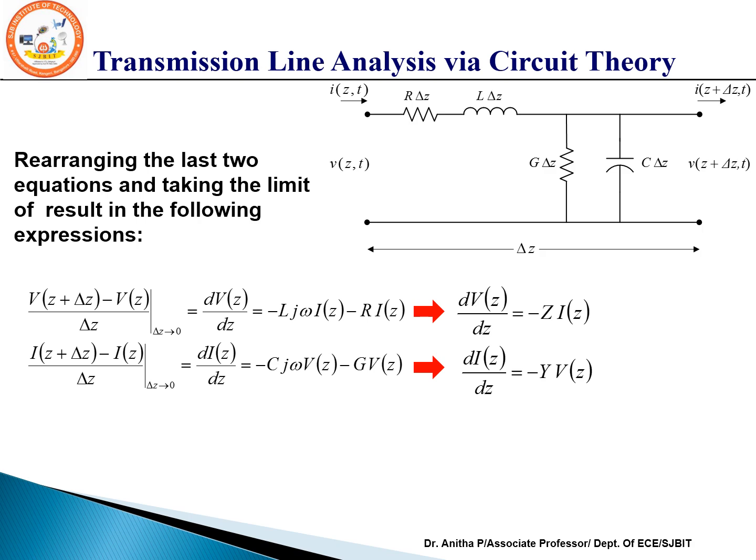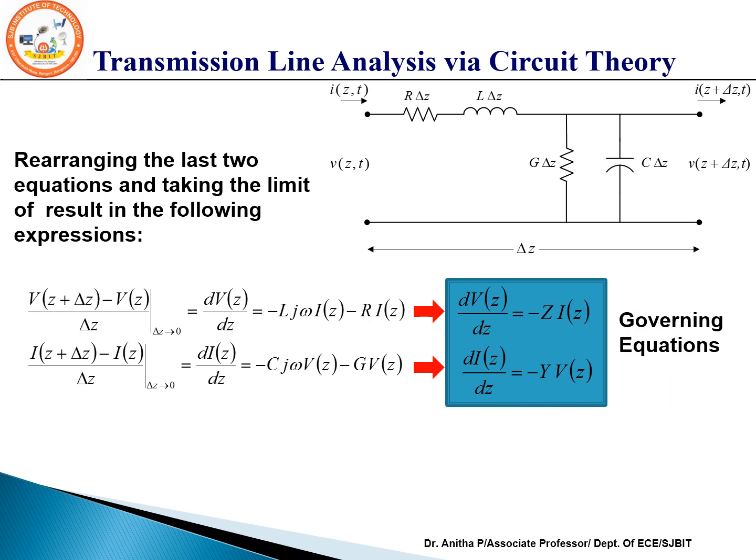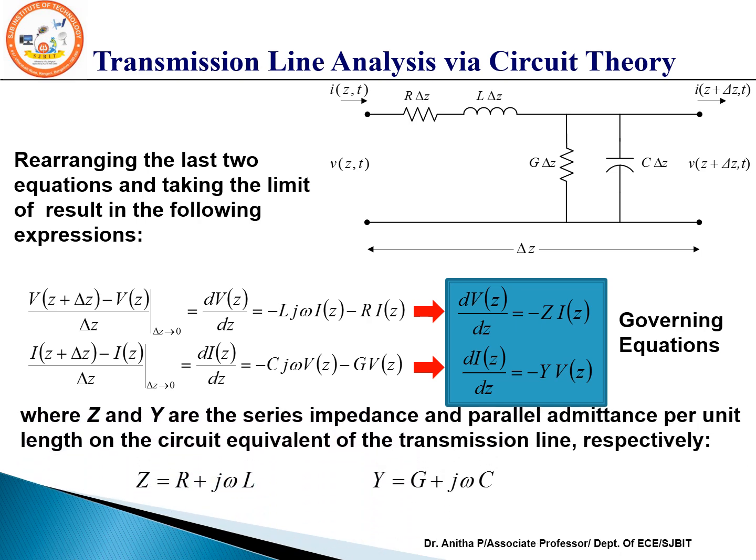So we have got the governing equation. We call these two equations the governing equations to find the solution of voltage and current at the other point in a transmission line. So now the two parameters which we have seen here are Z and Y. Z we call R plus j omega L, the series impedance, and Y we call a shunt admittance or parallel admittance. All these are measured again per unit length only, G plus j omega C.